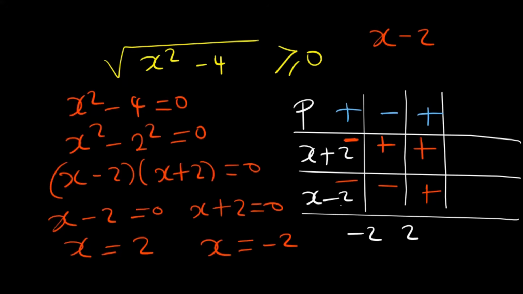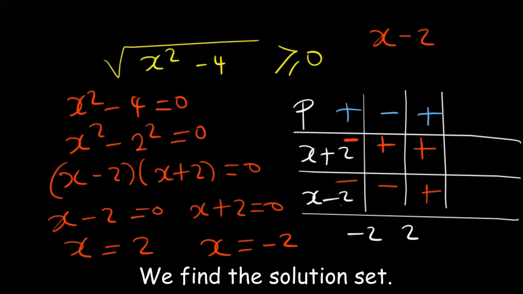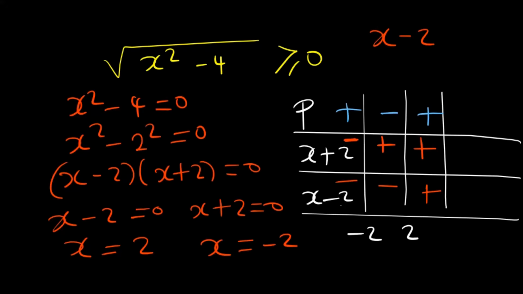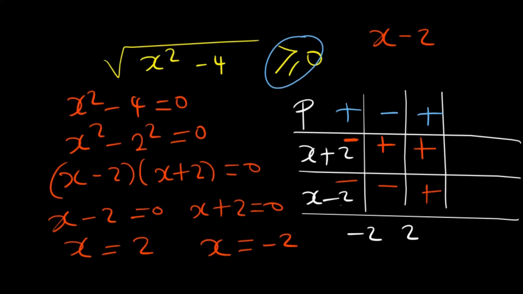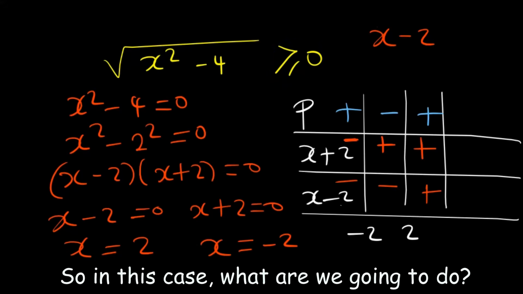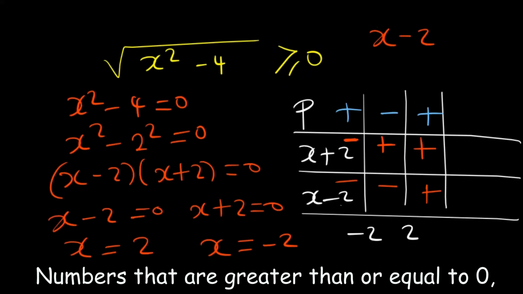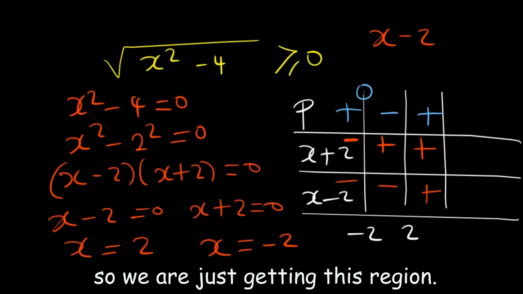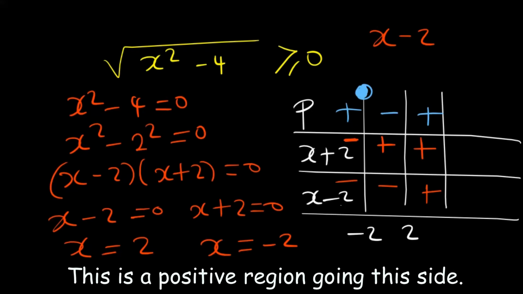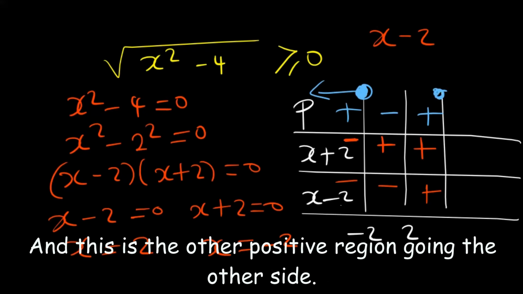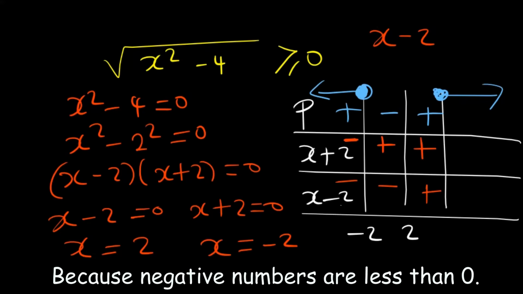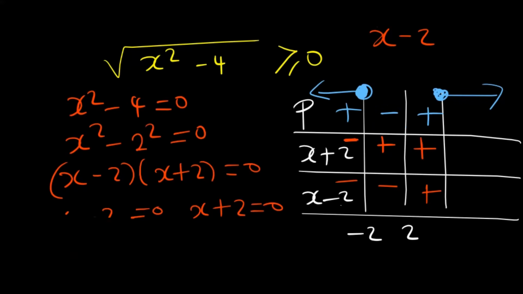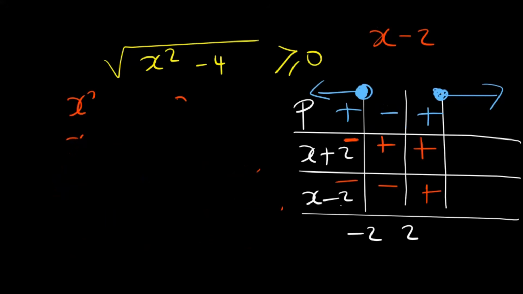Now that we have that, what do we now do? We find the solution set. Since we want numbers that are greater than or equal to 0, 0 is included. So in this case, numbers that are greater than or equal to 0 are positive numbers. So I'm just getting this region, a positive region going this side, and the other positive region going the other side. We're not getting the negative one because negative numbers are less than 0. So now, what is our solution set?